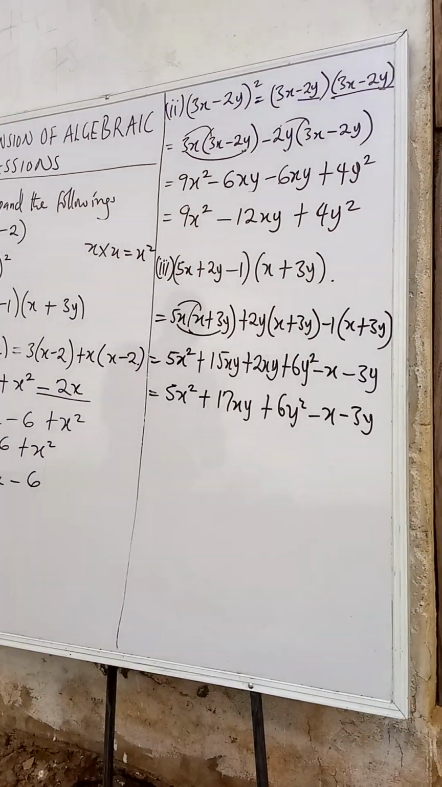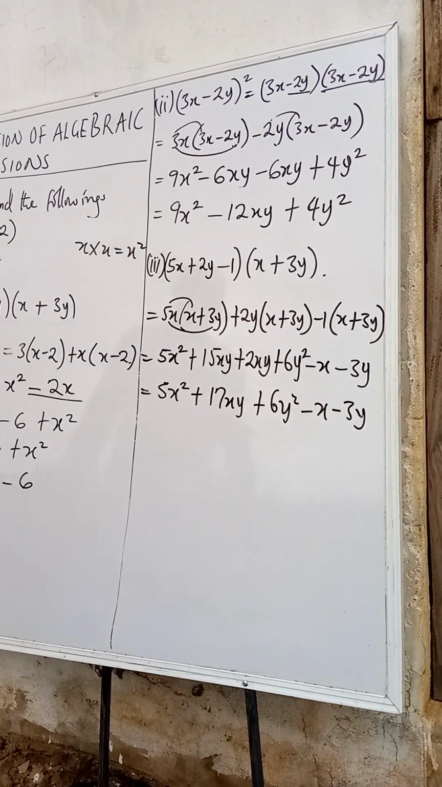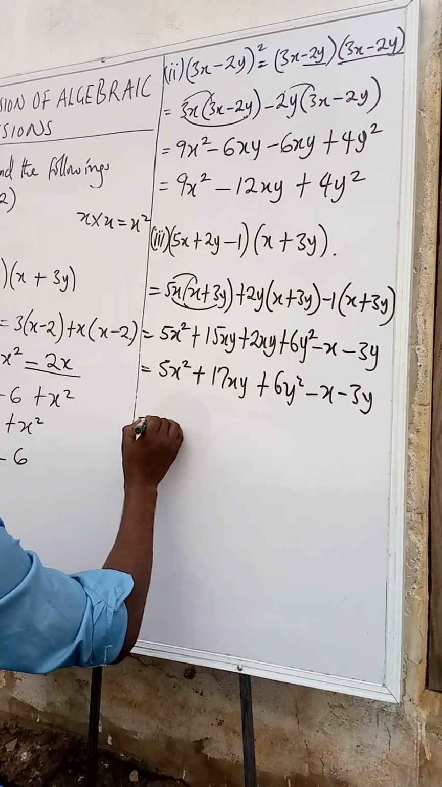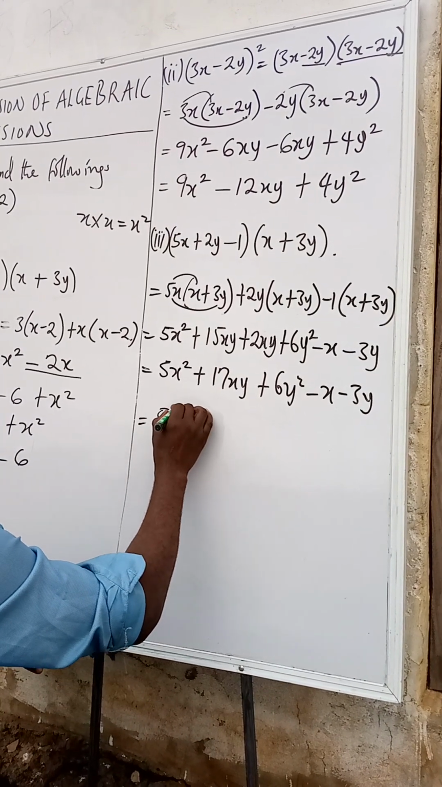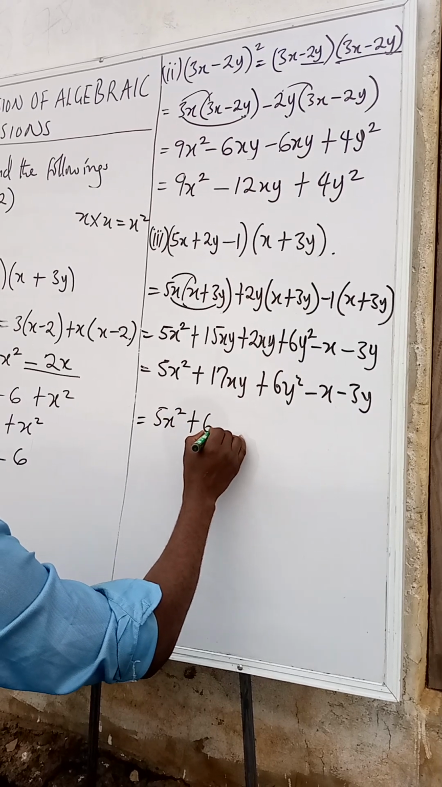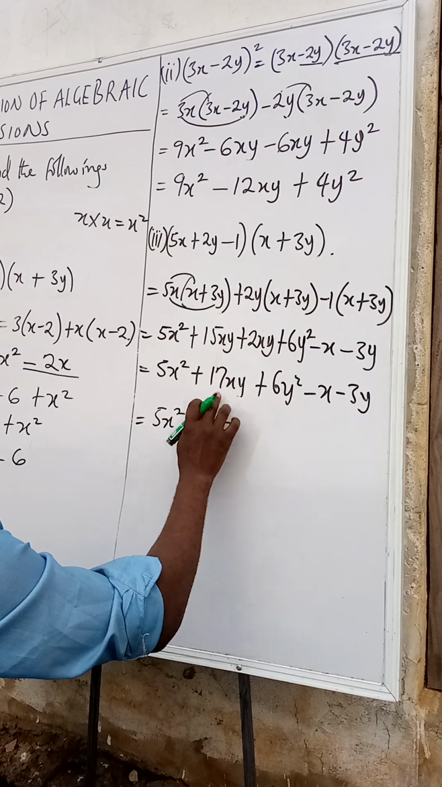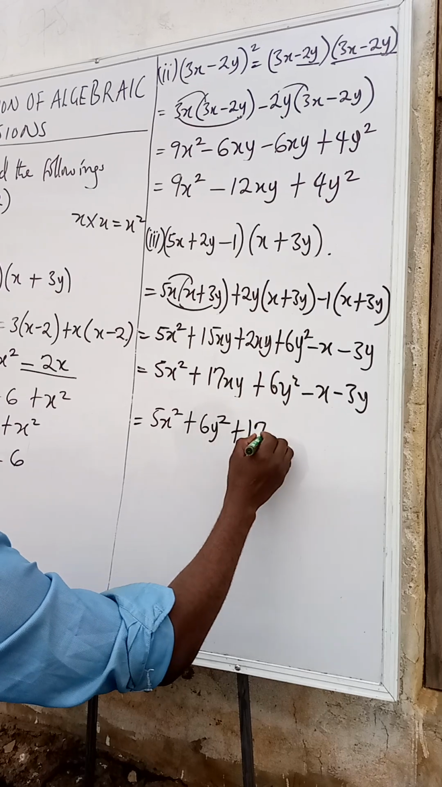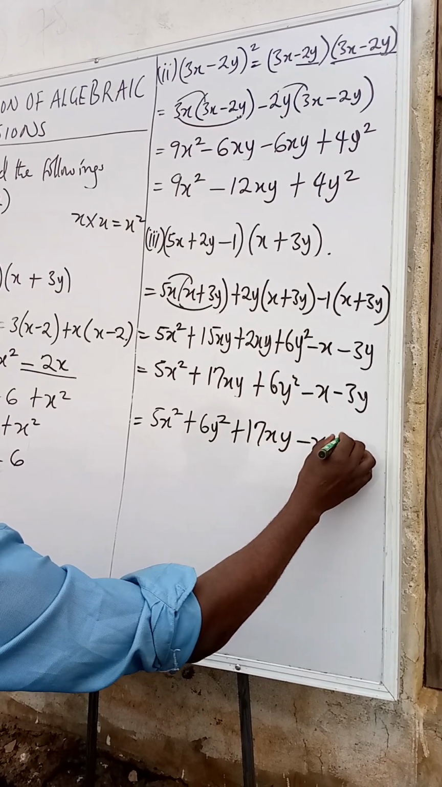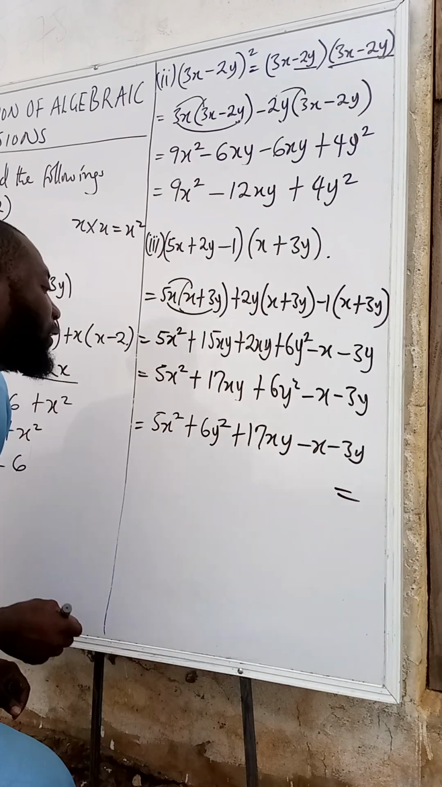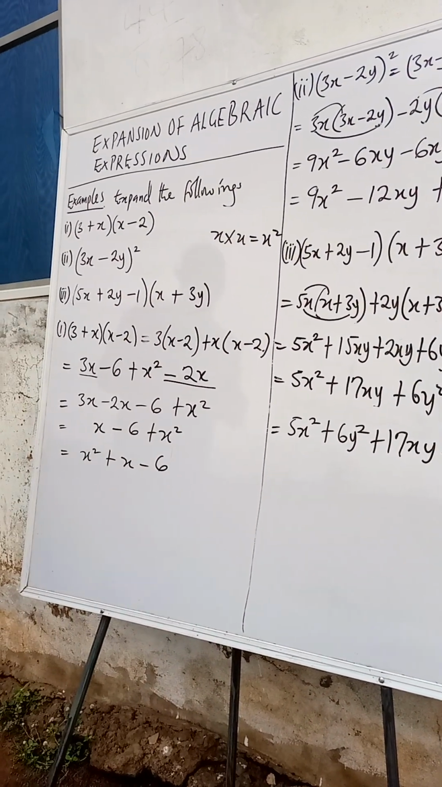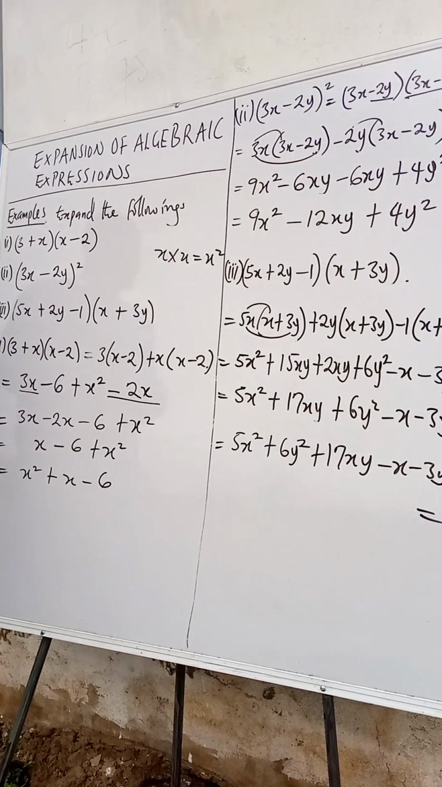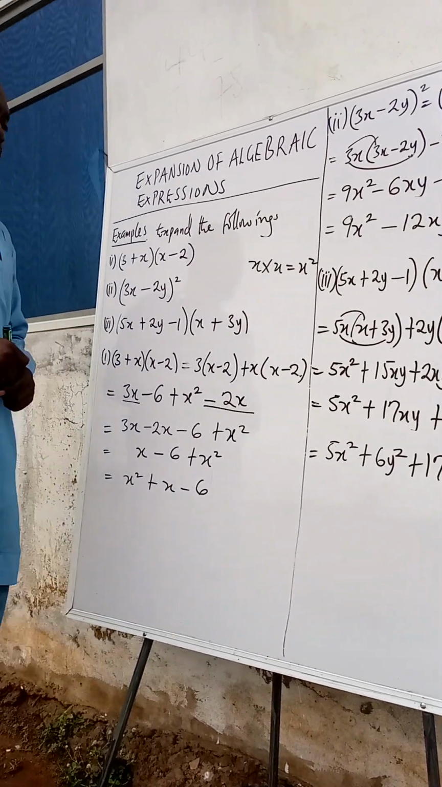If you like, you can decide to arrange it according to the power of x or the number of variables. So I can rewrite this as 5x squared plus 6y squared. We have two variables, so plus 17xy minus x minus 3y. And that's the final result. So please take time to study these examples and attempt several examples. Wish you the best of luck.